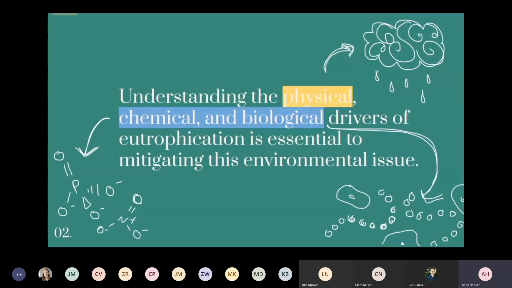So eutrophication is a highly complex economic, social, and environmental issue, and a lot of people are working towards a solution right now. But it's so complicated that there's not going to be a one-size-fits-all solution. So I thought the best way that I could contribute to finding a solution would be to create something that people can use to better understand and visualize this process, to know what the physical, chemical, and biological drivers are, and actually understand what's happening when we talk about eutrophication.